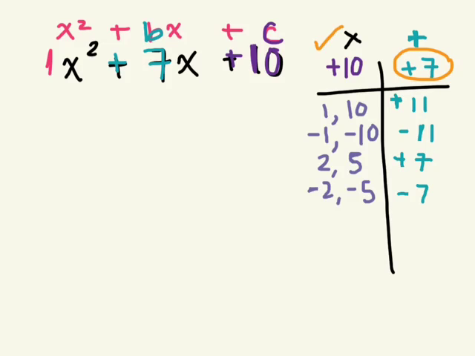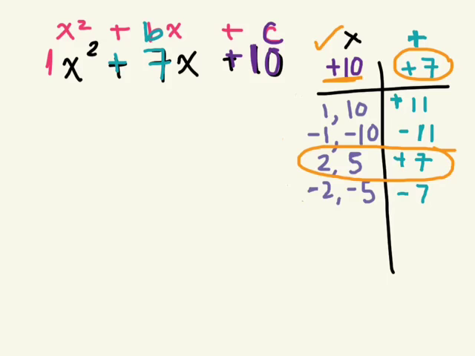All of these multiply to give us 10. Which one adds up to get positive 7? Positive 2 and positive 5. Good. So we'll circle them, because 2 plus 5 is 7. So that's our answer. These are our two factors, okay?